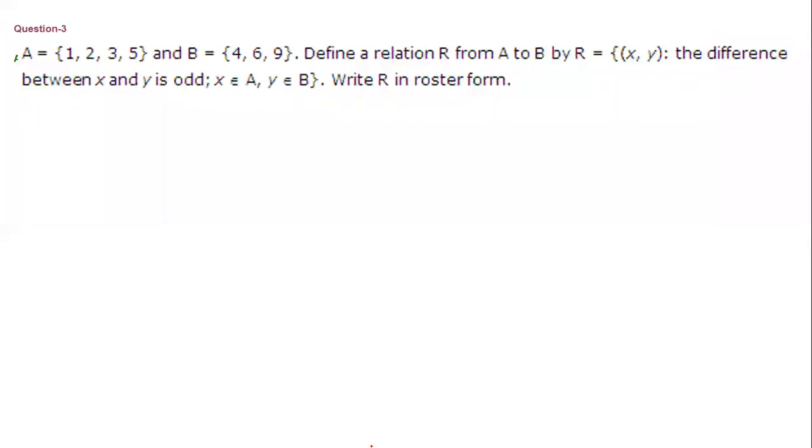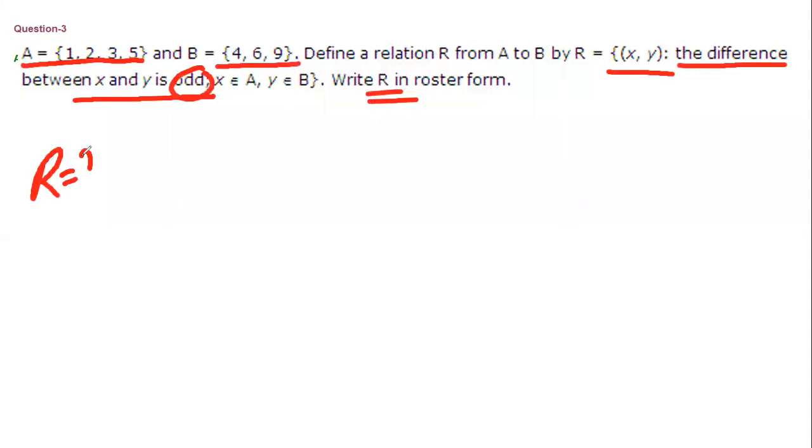Come to the next one. Here, next question is A is 1, 2, 3, 5. B is 4, 6, 9. Relation is x, y. What is the relation? The difference between x and y is odd. Difference between x and y should come equal to an odd number. Okay. Now, find R in roster form.